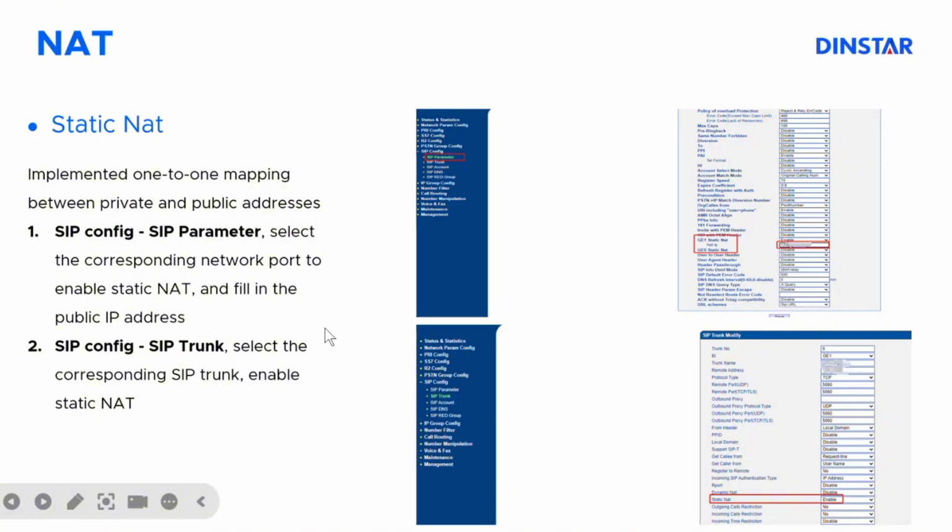Finally, after configuring the static NAT, we also need to enable it in the SIP trunk settings for it to take effect.